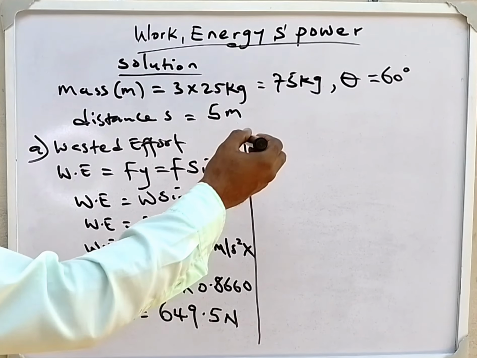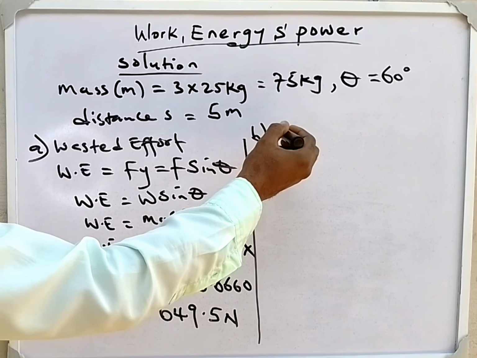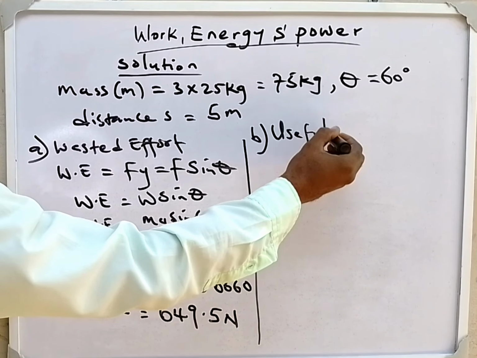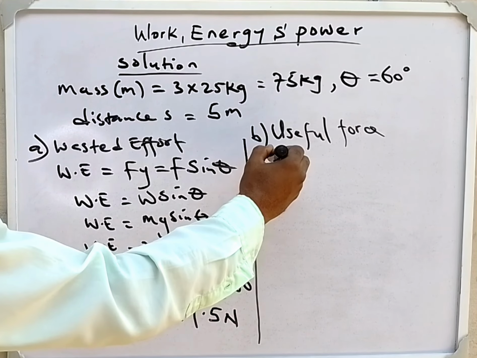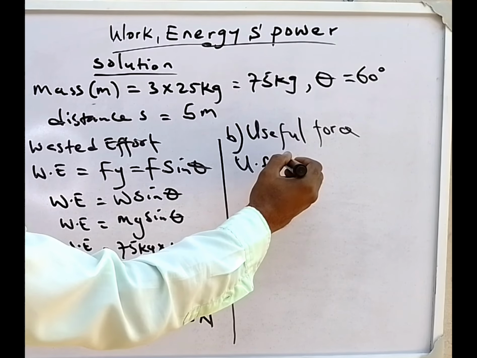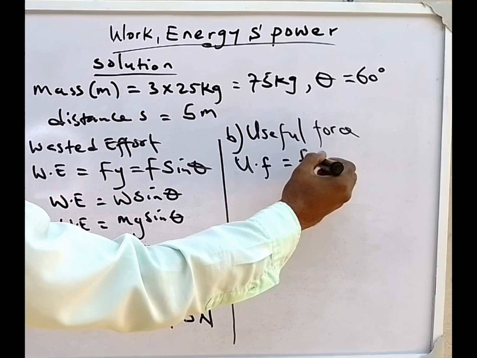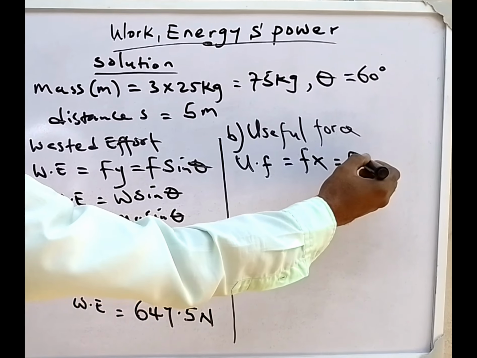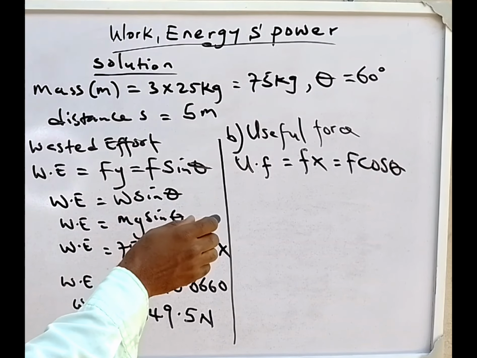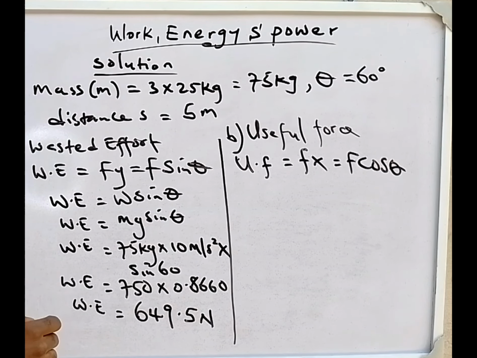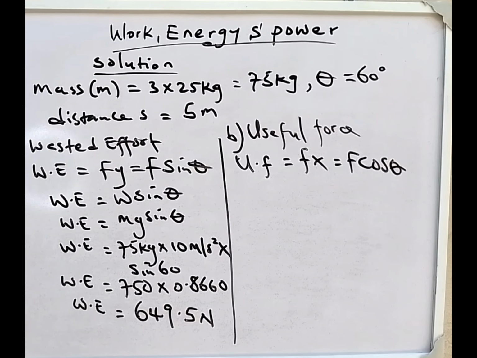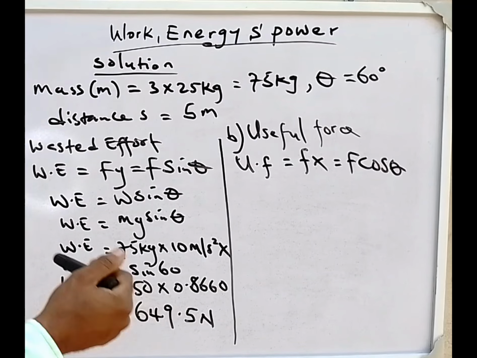So we are going to look at B. B says to calculate the useful force. So useful force, UF, is equal to Fx, and Fx is equal to F cos theta, which is the force in the horizontal direction, because the man is meant to move the barrow on the horizontal floor and not to carry the barrow up.